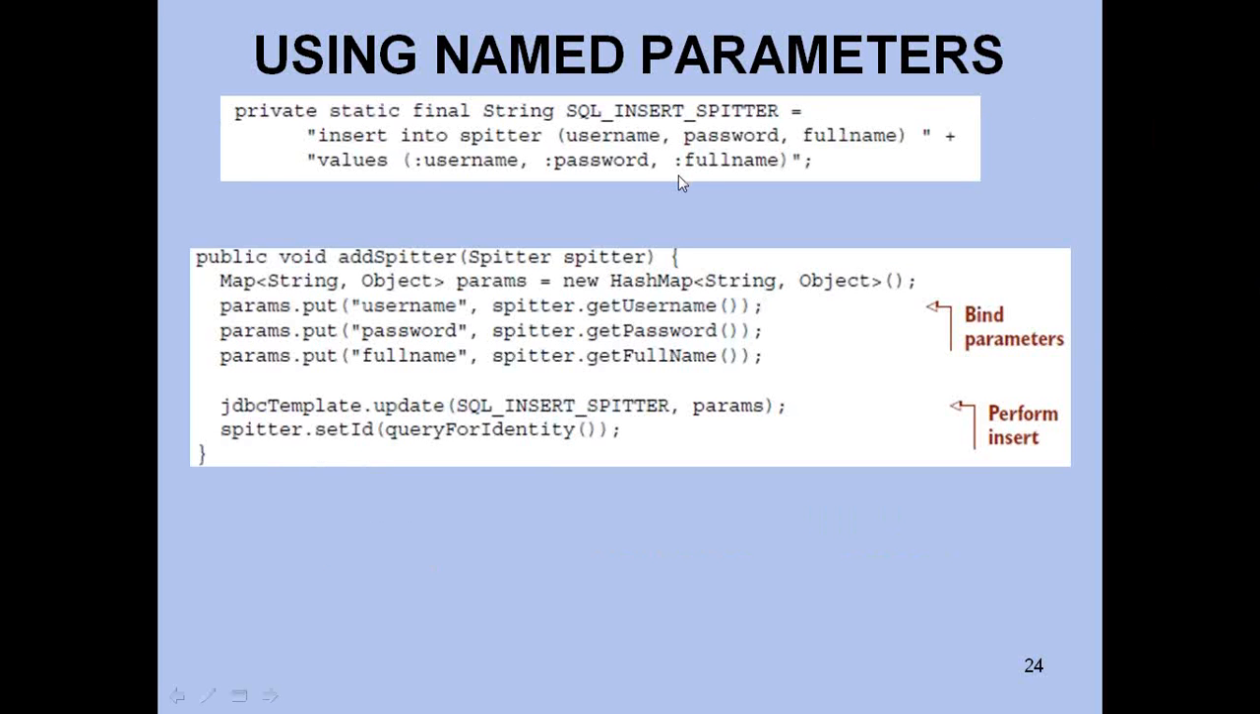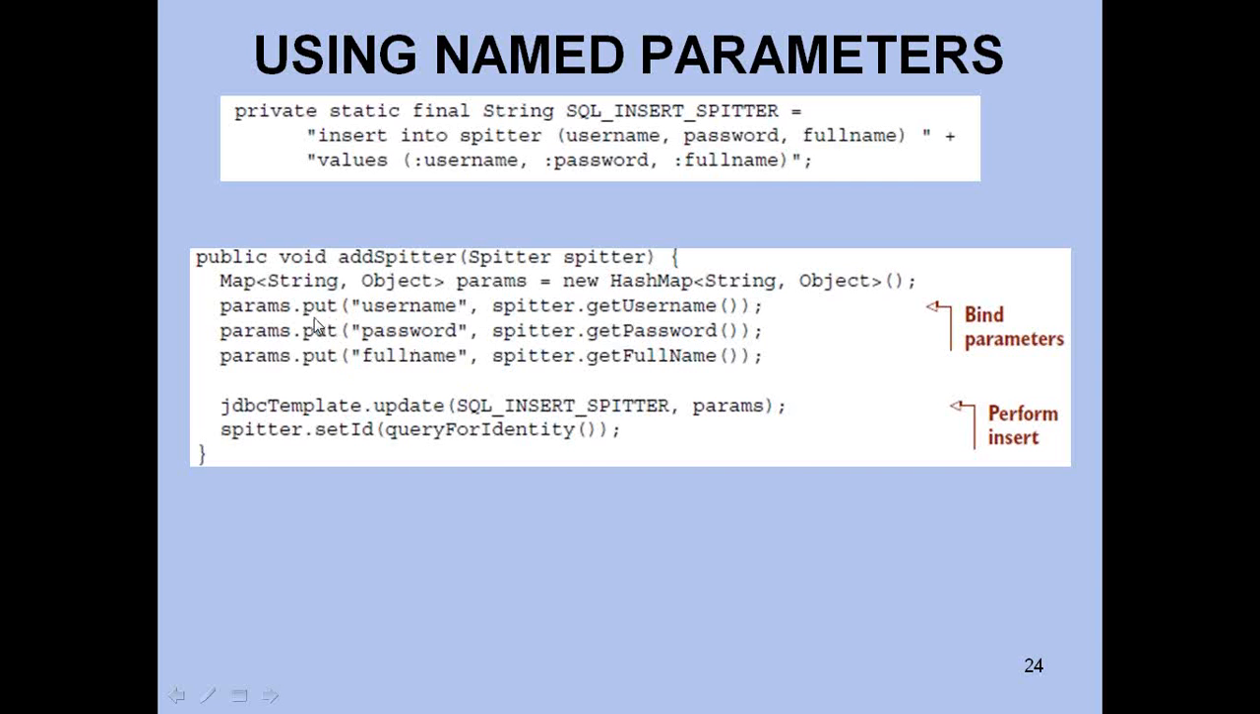Okay, look at this. The query for named parameter JDBC template looks like this. The SQL insert splitter query: insert into splitter username, password, full name, values, and look at this, colon username, colon password, colon full name. So there are no more indexes like 1, 2 and 3. Now you can put the params using params.put username, password, full name. You can change the order of these params, it doesn't matter.